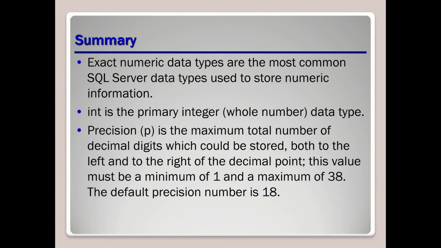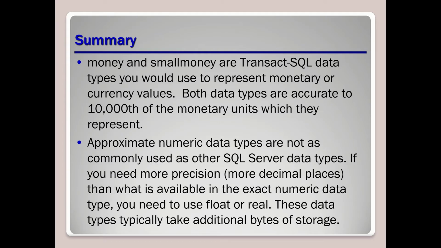So here, exact numeric data types are the most common SQL Server data types used to store numeric information. Int is the primary integer whole number data type. Precision (p) is the maximum total number of decimal digits which could be stored, both to the left and the right of the decimal point. This value must be a minimum of 1 and a maximum of 38. The default precision number is 18. Money and smallmoney are Transact-SQL data types which you can use to represent monetary or currency values. Both data types are accurate to a ten-thousandth of the monetary units which they represent.